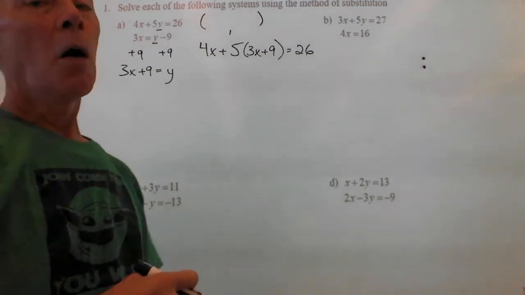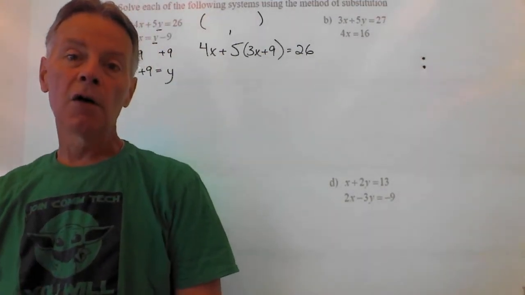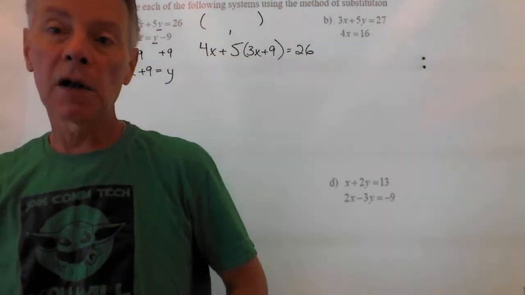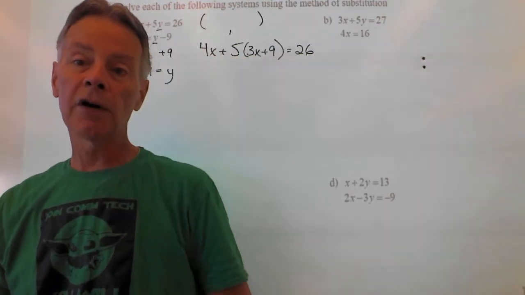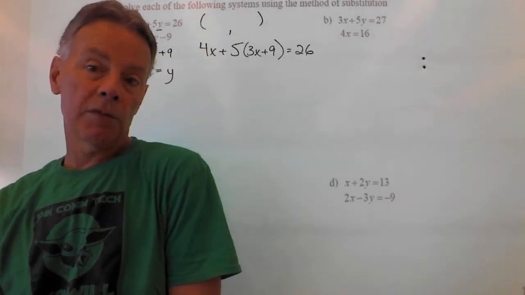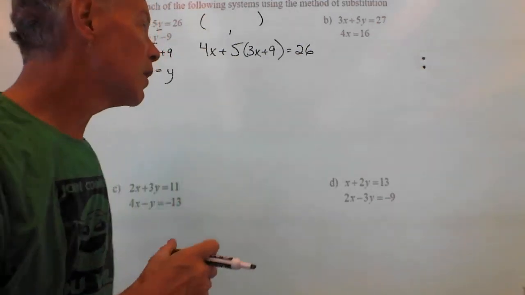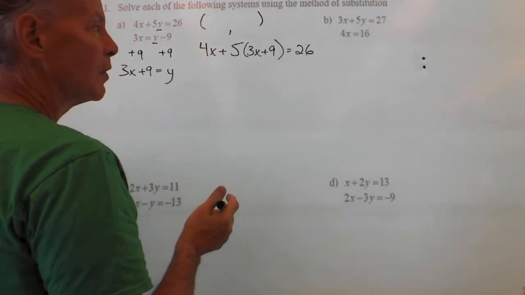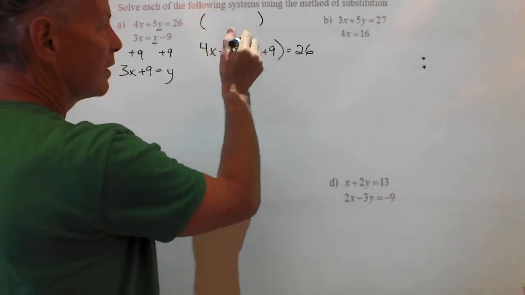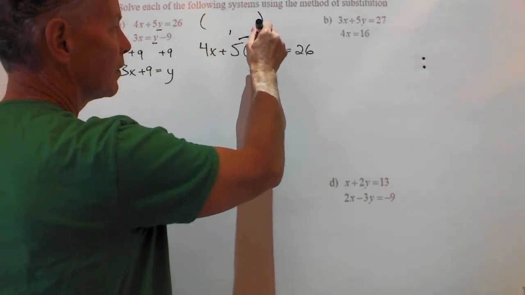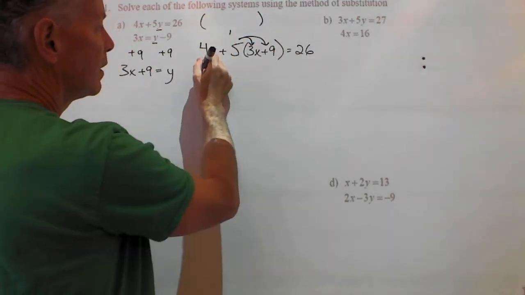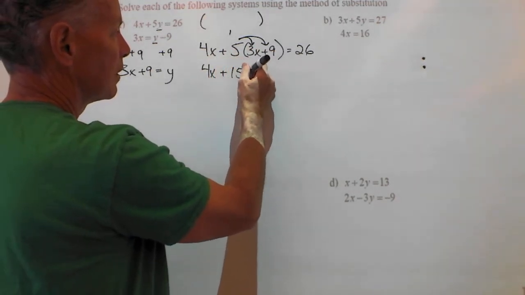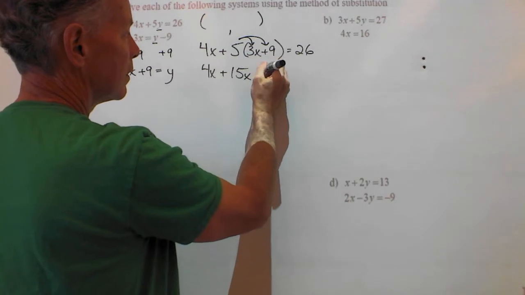What's so important about that? Well, it leaves us with an equation that has only one variable. And if you have an equation with only one variable, you can isolate that variable and actually find its value. So we're going to find what x equals. And so we simplify this side of the equation. Remember, you distribute the 5 over both terms inside. That gives us 4x. 5 times 3x is 15x. 5 times 9 is 45.